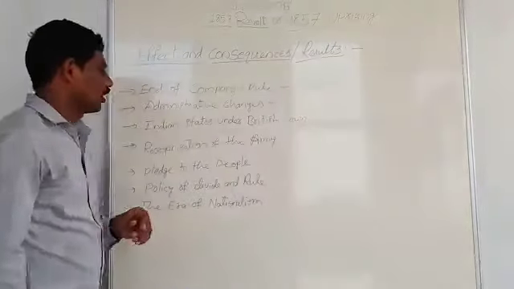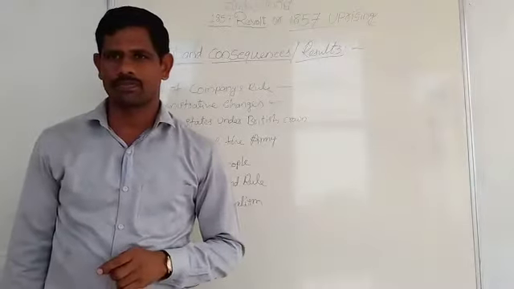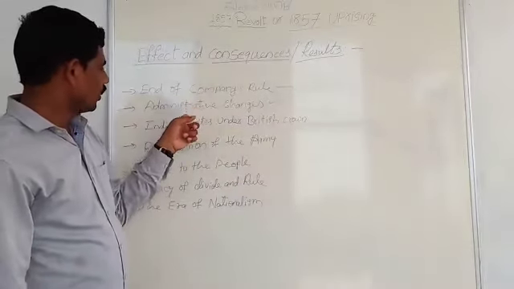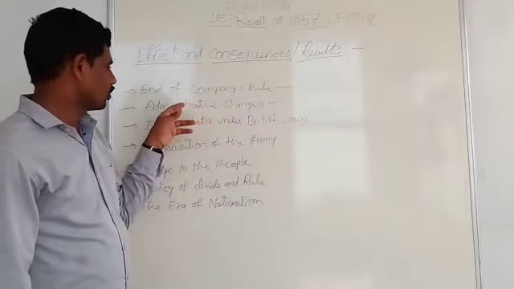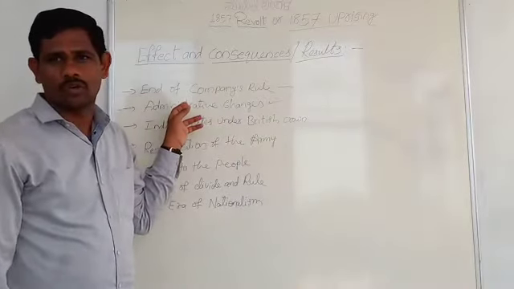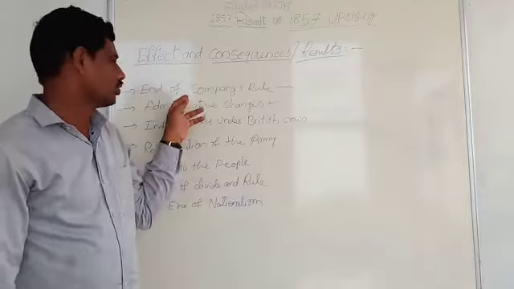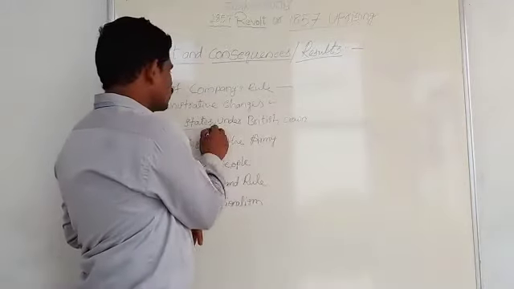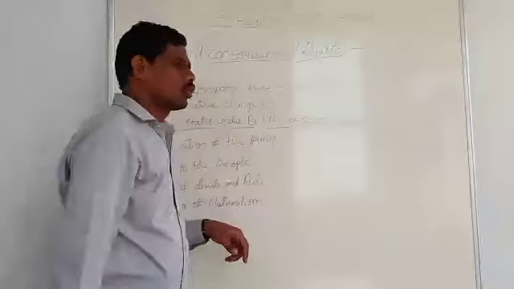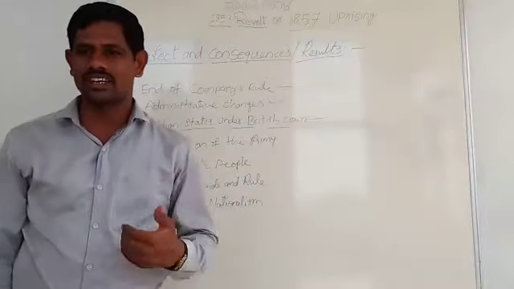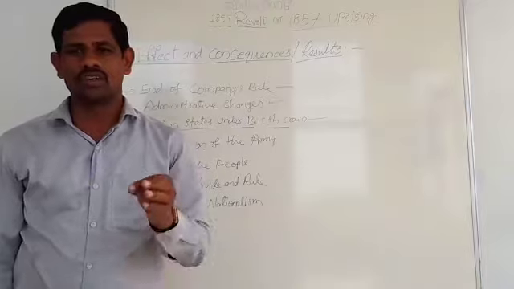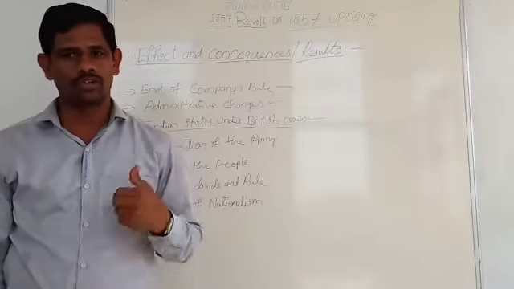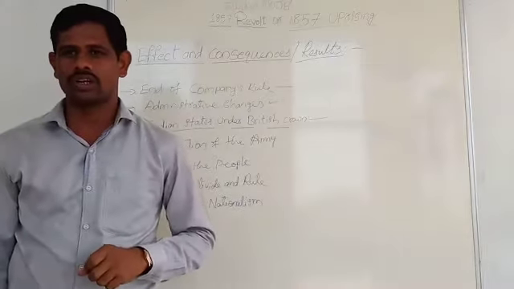Next is administrative changes. We discussed the Company's rule and the administrative changes. Administrative change means the Board of Control and the Secretary of State for India; they come under administrative changes. Next is Indian states under the British Crown. How did the Indian states remain under the British Crown? In the historic proclamation by Queen Victoria. Who was the Queen? Queen Victoria.